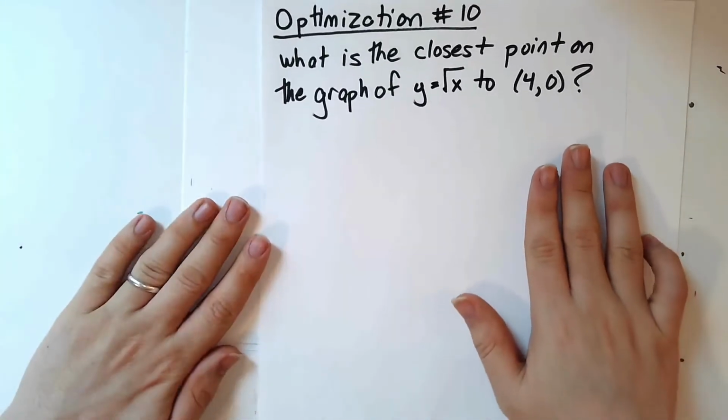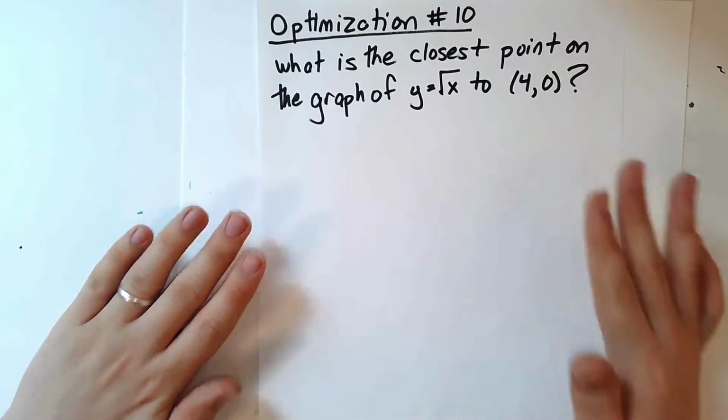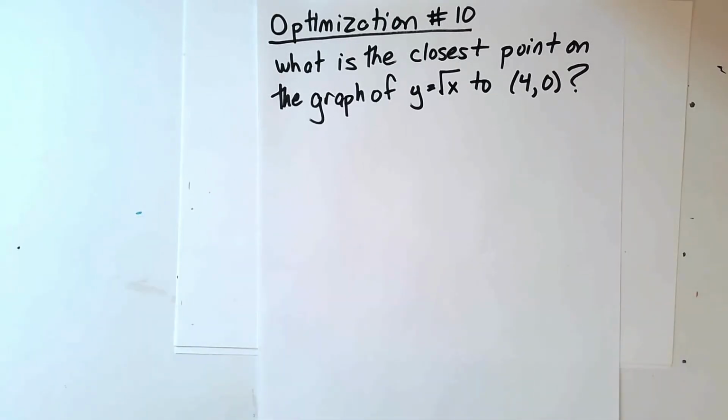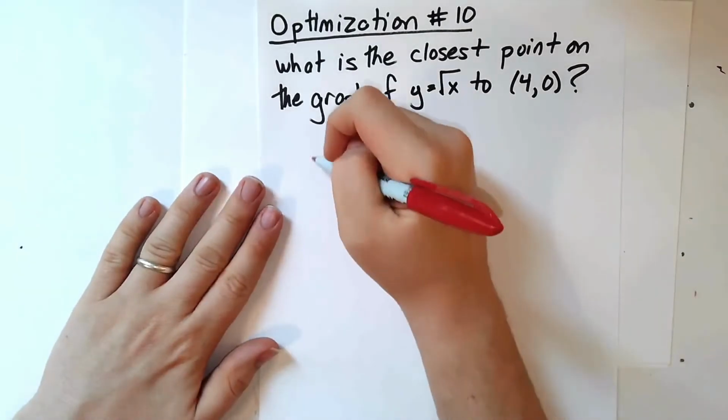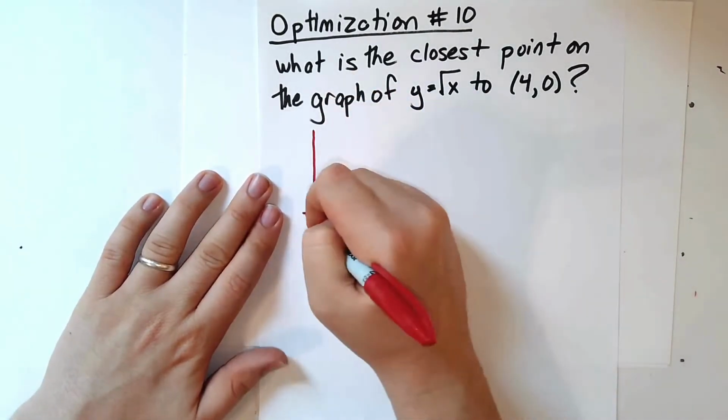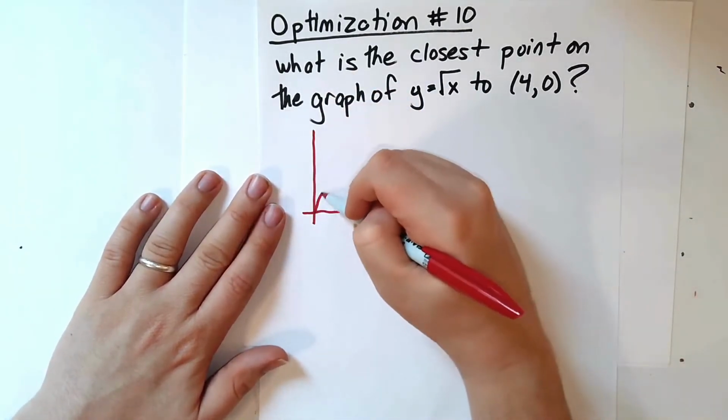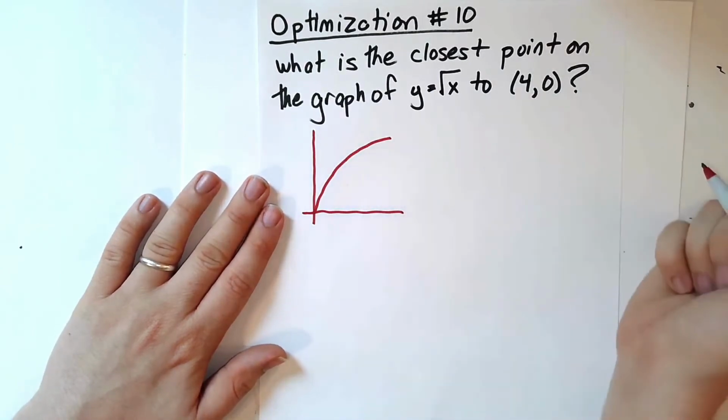Hello, everyone. I'm here with an optimization question that a few people have asked about, so I wanted to go over at least how to get this one set up. Okay, so I want to draw a picture here. So the graph of square root looks something akin to that.